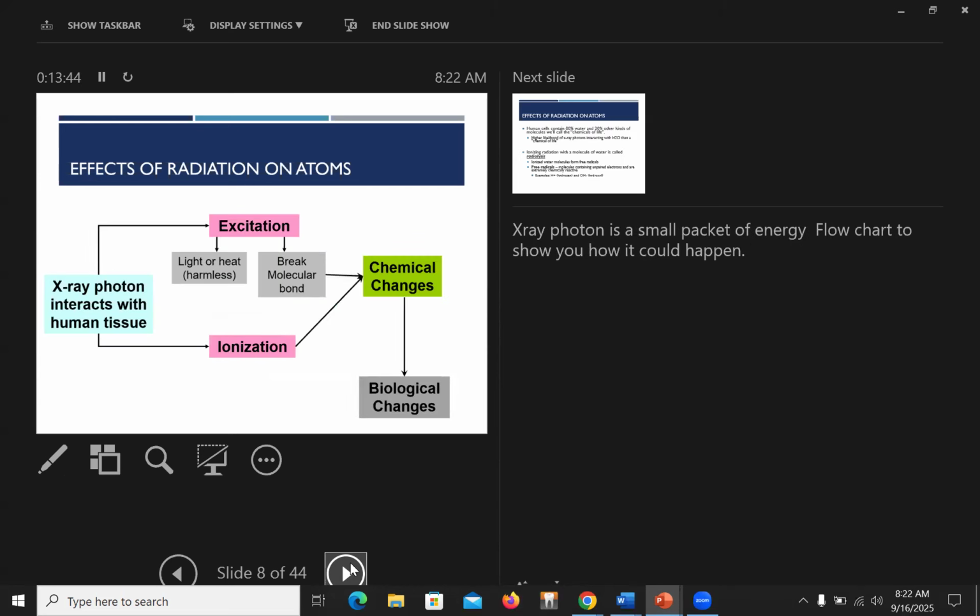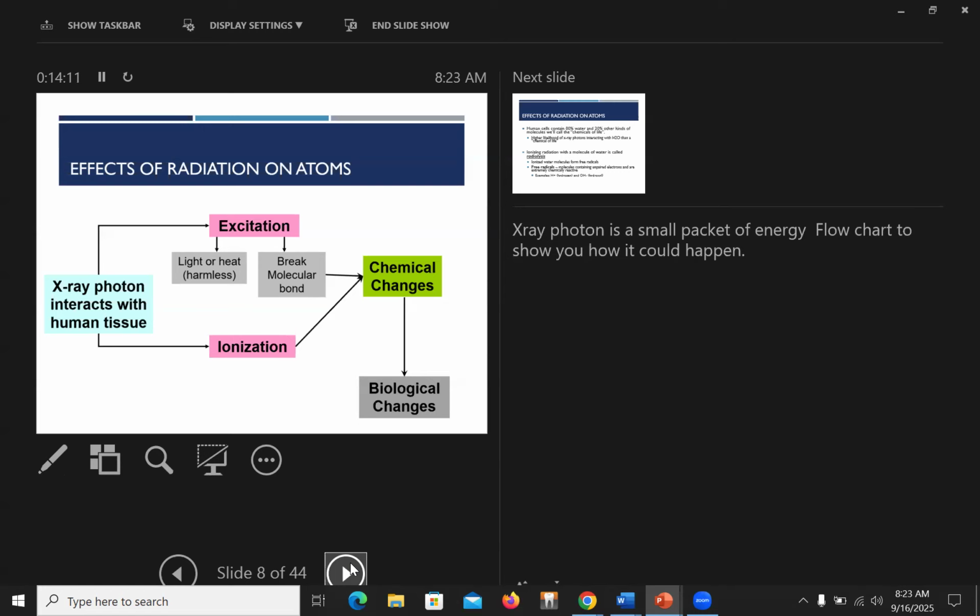And this is another sort of flow chart similar to the one I showed a few slides earlier. With an X-ray photon you can have excitation, just a harmless vibration, emitting heat or light, or the molecule can break, which can lead to that permanent biological damage. Or the other pathway is just straight ionization, which will lead to cellular damage.